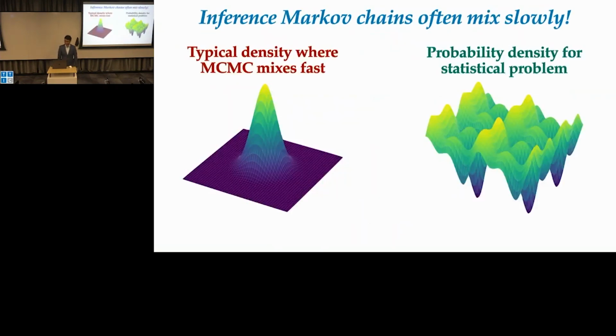Okay, but there's a crack in this picture. Actually, it turns out that a lot of Markov chains that show up in the context of statistical inference actually mix pretty slowly. And just to give you a cartoon illustration, the kinds of distributions for which we know that a Markov chain mixes fast tend to have rather simple structure, such as the cartoon that I've depicted on the left. But the probability densities that you want to sample from in the context of inference problems tend to look rather insane, such as the cartoon on the right.